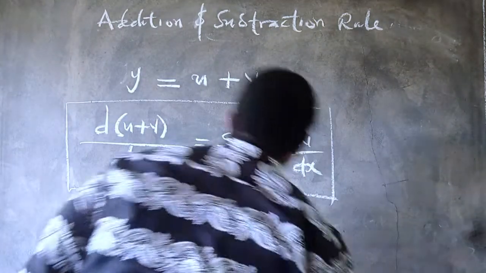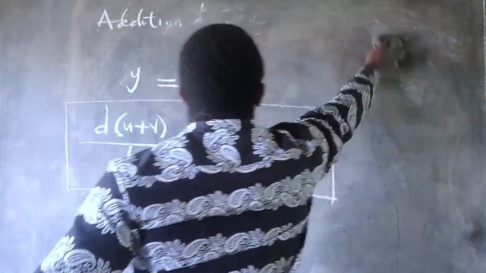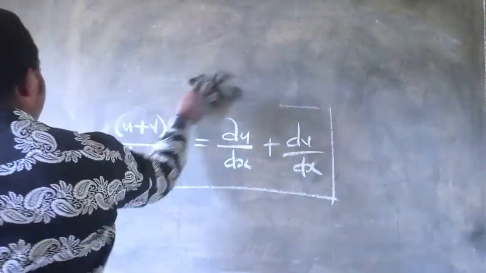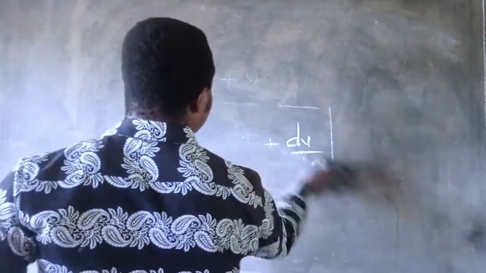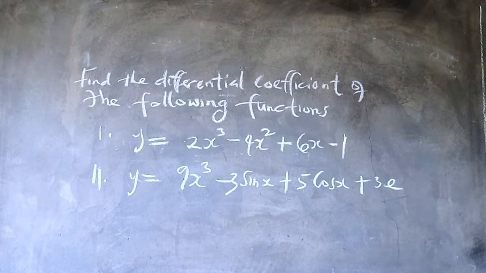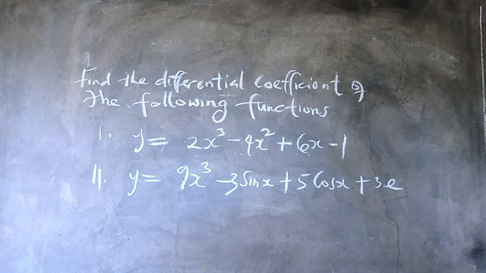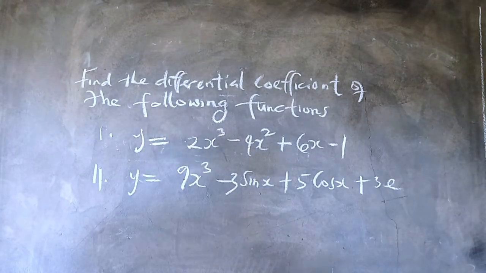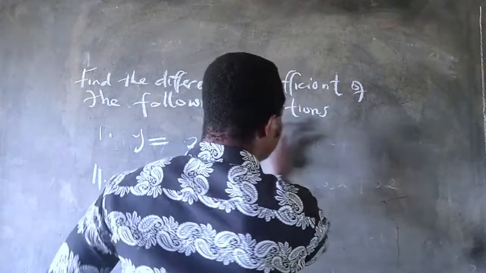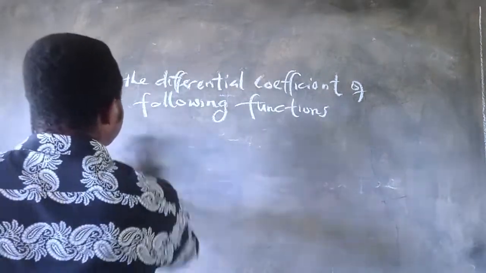Now let's go on and see examples of problems where we are going to be needing this rule. Look at these two problems. You can try and pause the video and see if you can solve them. So copy them down somewhere so that you have them handy.